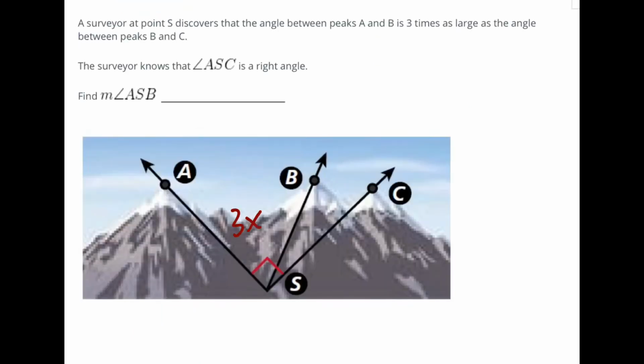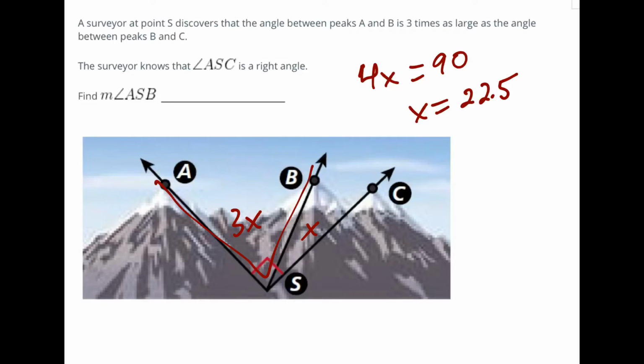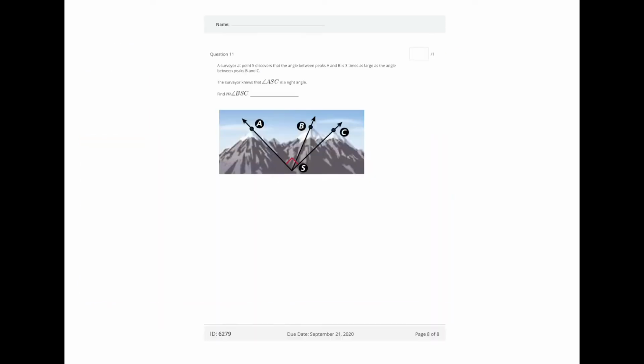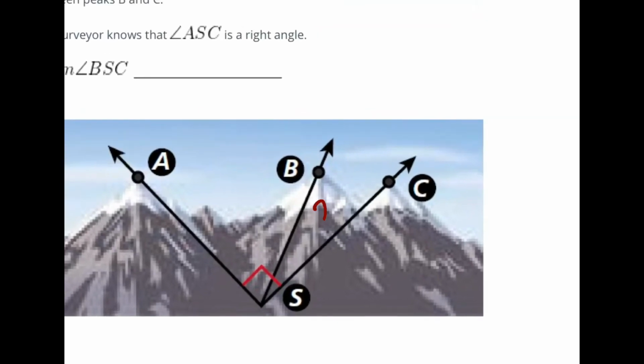I can fill in 3x and x, so I know that a total of 4x is going to be equal to 90. If x is equal to 22.5, I just plug that in and multiply. They want to know what ASB is, so that gives me 67.5 degrees. And then the next problem wants to know the other one, which is just going to be 22.5 degrees because you only plug it in once instead of 3 times.